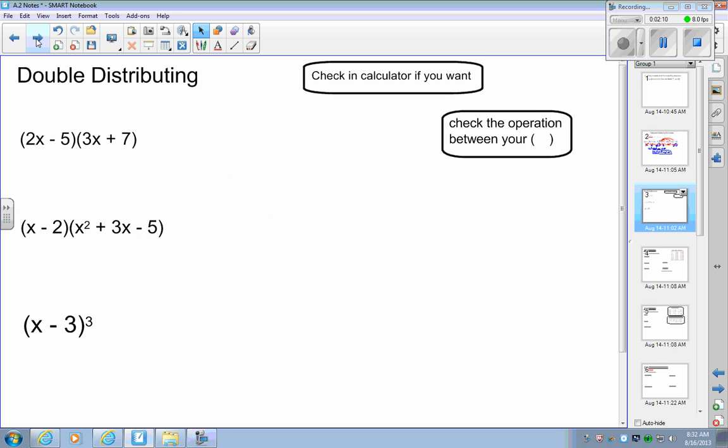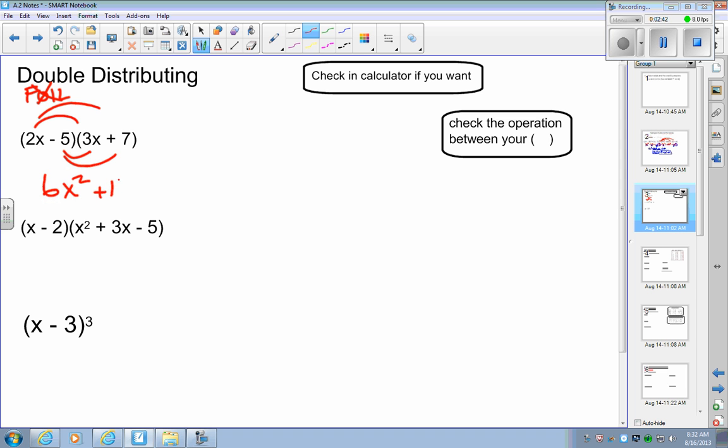Next thing, double distributing. You guys have been doing this for a while, but it's a good little recap here. I'm going to show you how to check and see if your answer is completely correct. Some people may call this FOIL. I don't, because it only works for this first example. When you get to the second example, you don't really have an outer, an inner, and a last anymore. So remember, you're basically just taking each term in each parenthesis and multiplying by everything in the other parentheses. So this one, 6x squared plus 14x minus 15x minus 35.